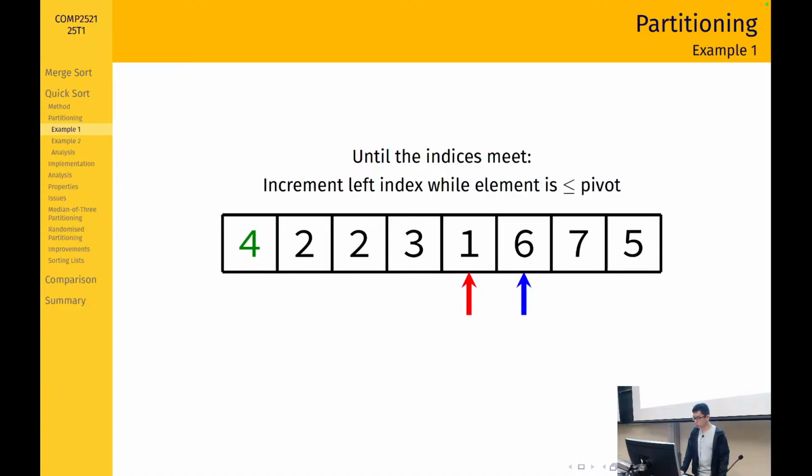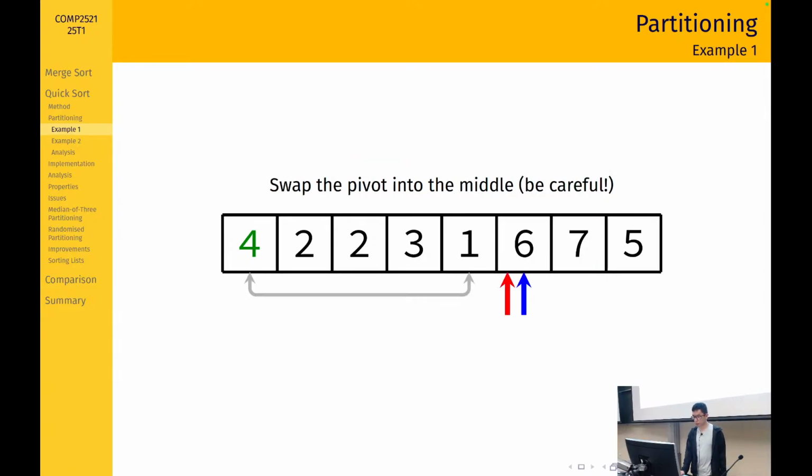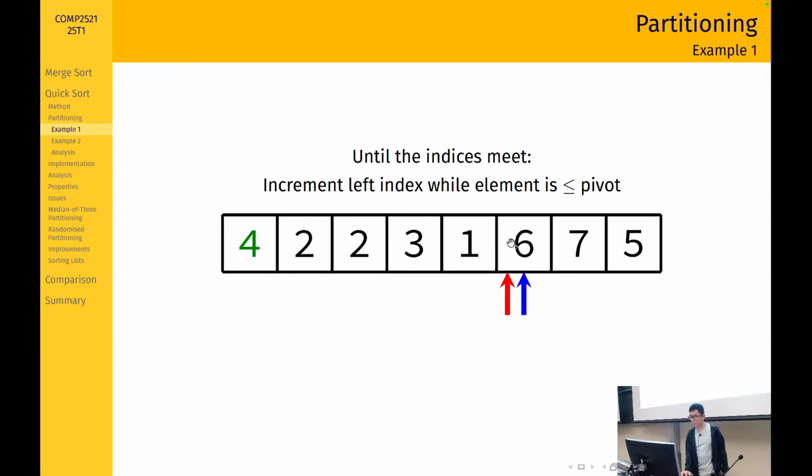and we keep going. So now we increment the left index again. So 1 is smaller than the pivot. 6 is not smaller than the pivot. But now the two indexes are pointing at the same index. Okay, so now we stop and we swap the pivot into the middle of the array.